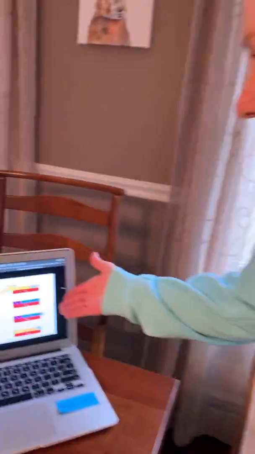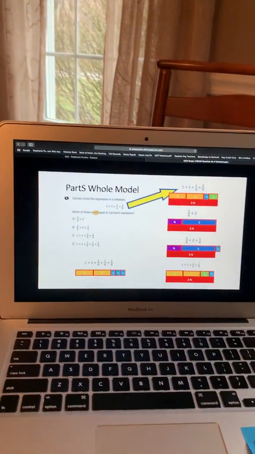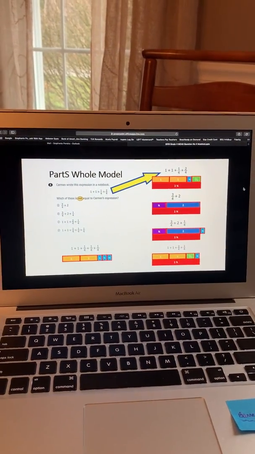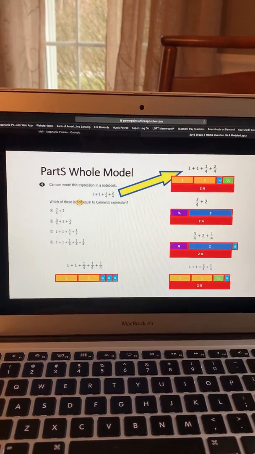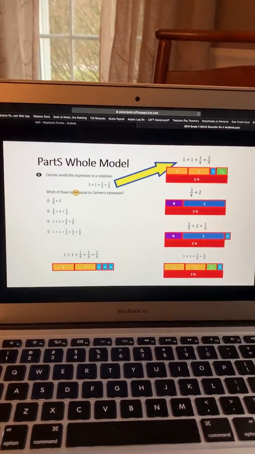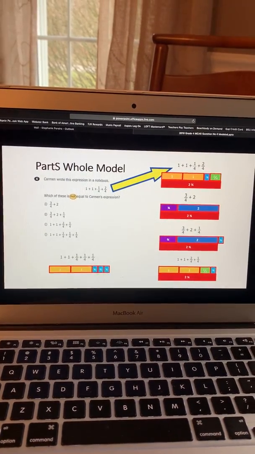Today, we will continue working on the same problem as last week. That looked like this. We used the parts whole model. Carmen wrote this expression in a notebook: 1 plus 1 plus 1/4 plus 2/4. And I had a PowerPoint for you that we completed on this. If you want to go back and look at it, this would be in last week's YouTube.